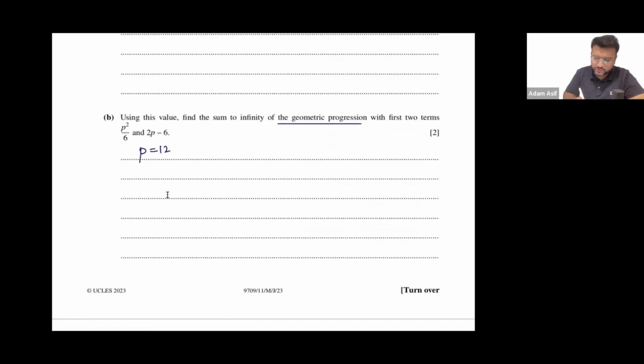So we need to use this value of p, but this time the progression is geometric. The first term is p squared upon 6, that is 12 squared divided by 6, which is 24. And 2 times 12 minus 6 is 18, and so on. The common ratio is 18 divided by 24, that's 3 upon 4. Sum to infinity is a upon 1 minus r. 1 minus 3 upon 4 is 1 upon 4. 24 divided by 1 upon 4 is 24 times 4, which is 96.